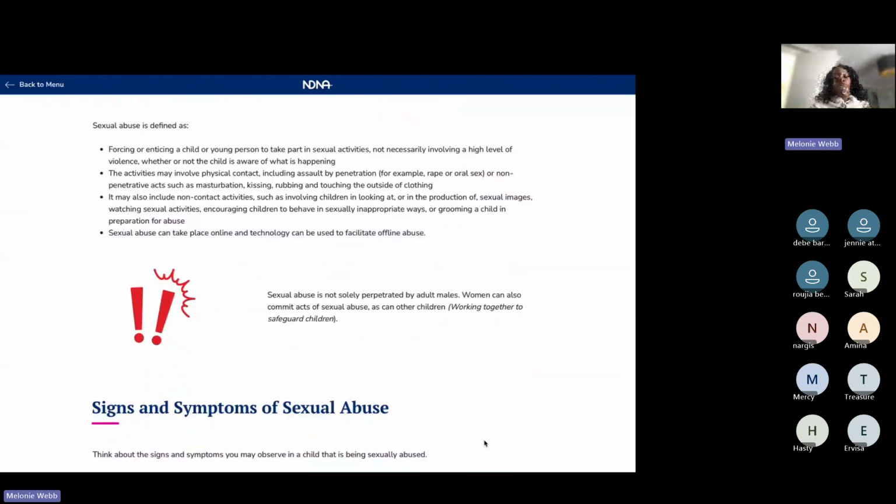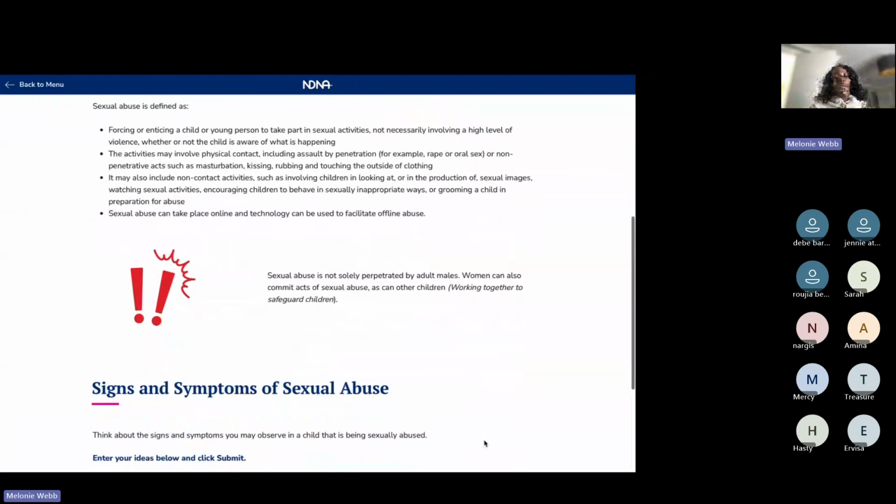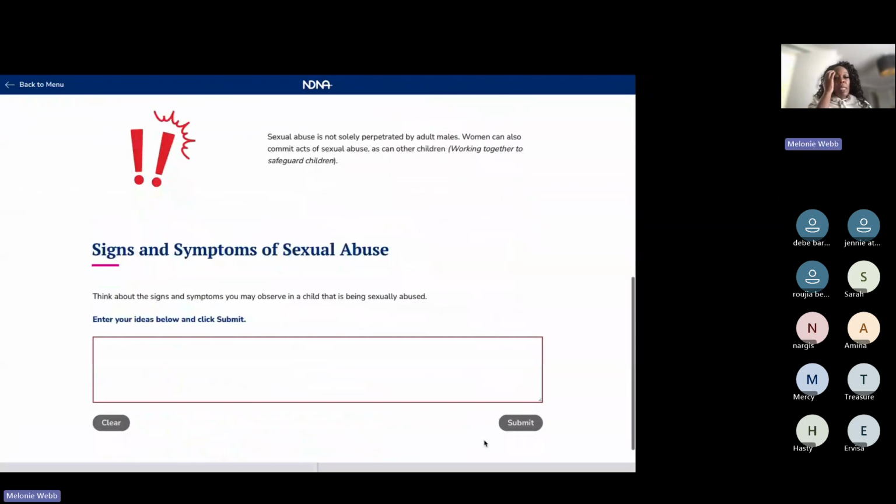So whilst for decades, actually forever, it's always been assumed that sexual abuse is perpetrated by males, actually, there's probably a lot more females who have been doing it, but would likely have gotten away with it over the period of time because of the view that women are naturally the nurturers, so they wouldn't possibly. So thinking about the signs and symptoms that you may observe in a child that is being sexually abused, just pop some ideas down into the chat for me.